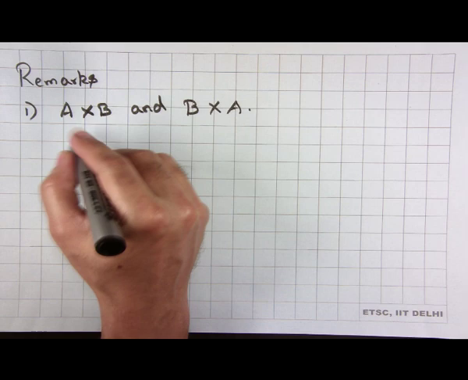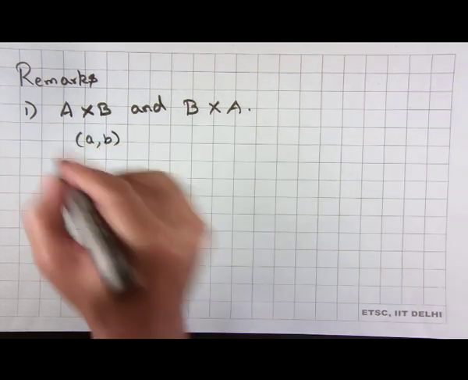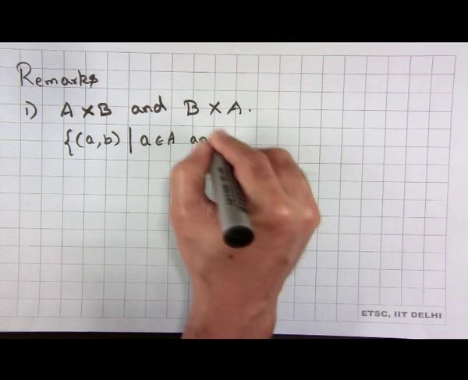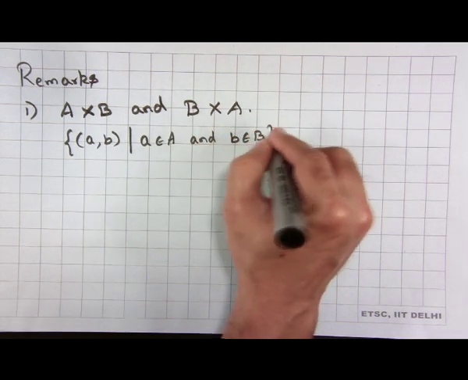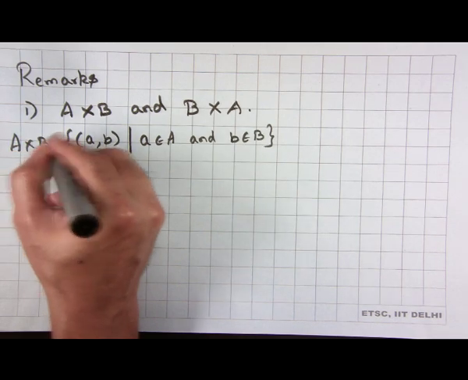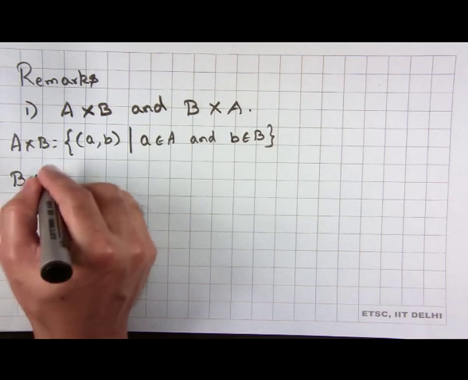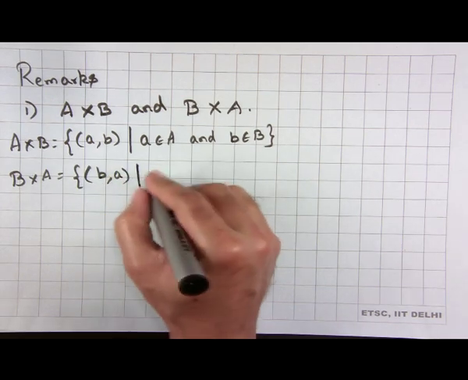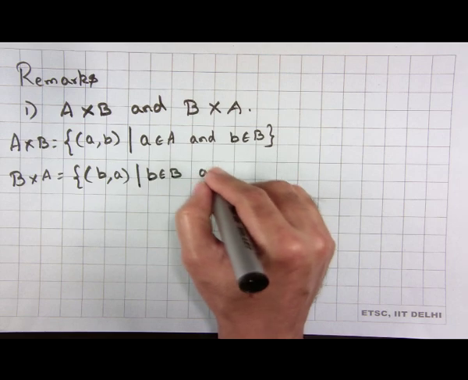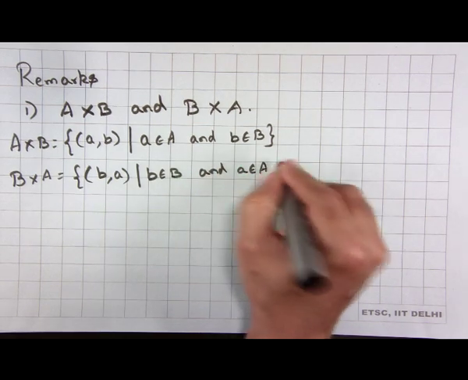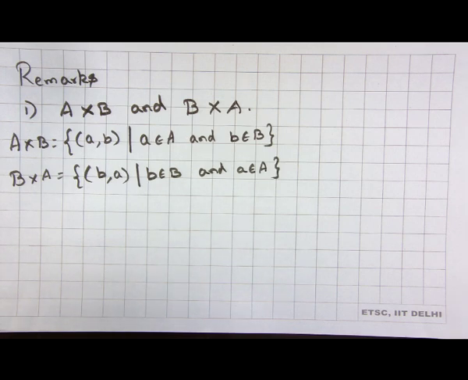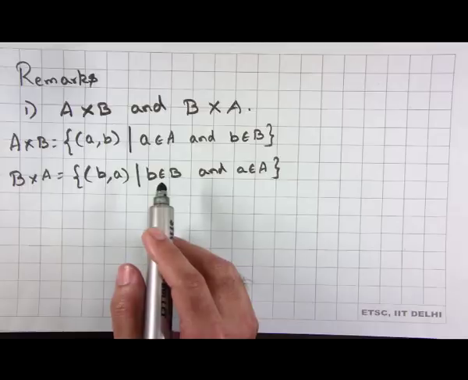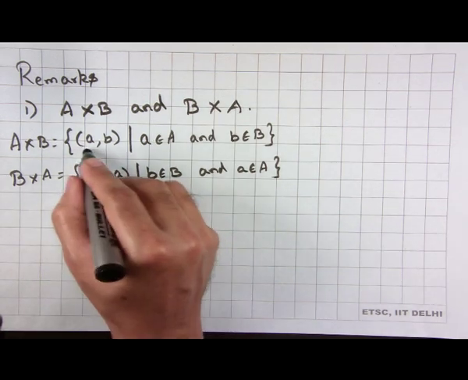So, A cross B consists of elements of the form (a, b), with a in A and b in B. This is A cross B. The other one, B cross A, consists of all the opposite pairs (b, a), such that b in B and a in A. The question is, can't we write it as a in A and b in B? Yes, there is no difference between writing it as a in A and b in B, but it is only this order that makes sense.